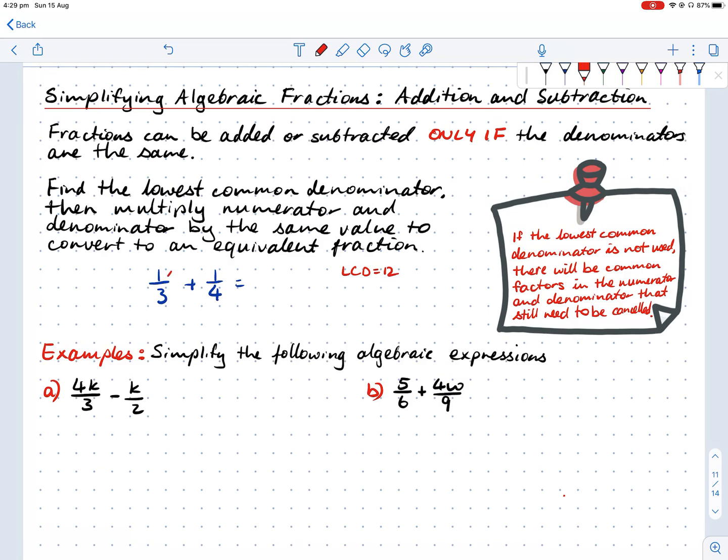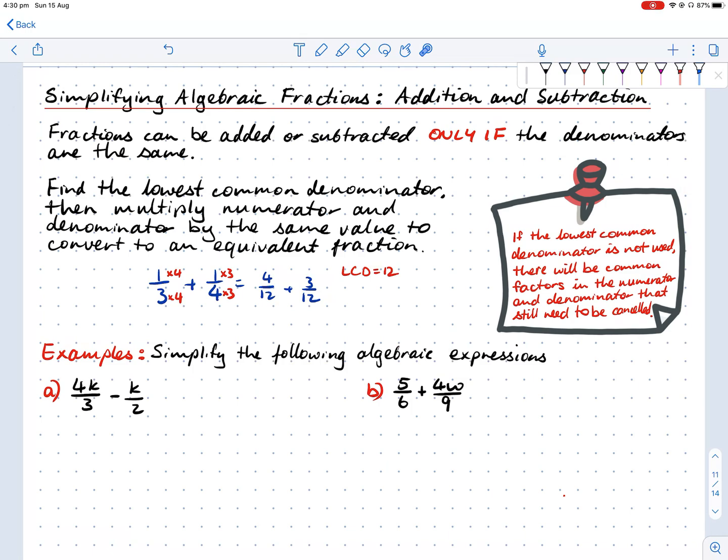And then what you do is you multiply the numerator by 4, denominator by 4 to make an equivalent fraction. You multiply top and bottom by 3 in 1/4. And then what happens there is you've got 4 over 12 plus 3 over 12. Once the denominators are the same, we can then add the numerators together. So we're doing a similar sort of process, but this time we're going to incorporate some algebra into it.